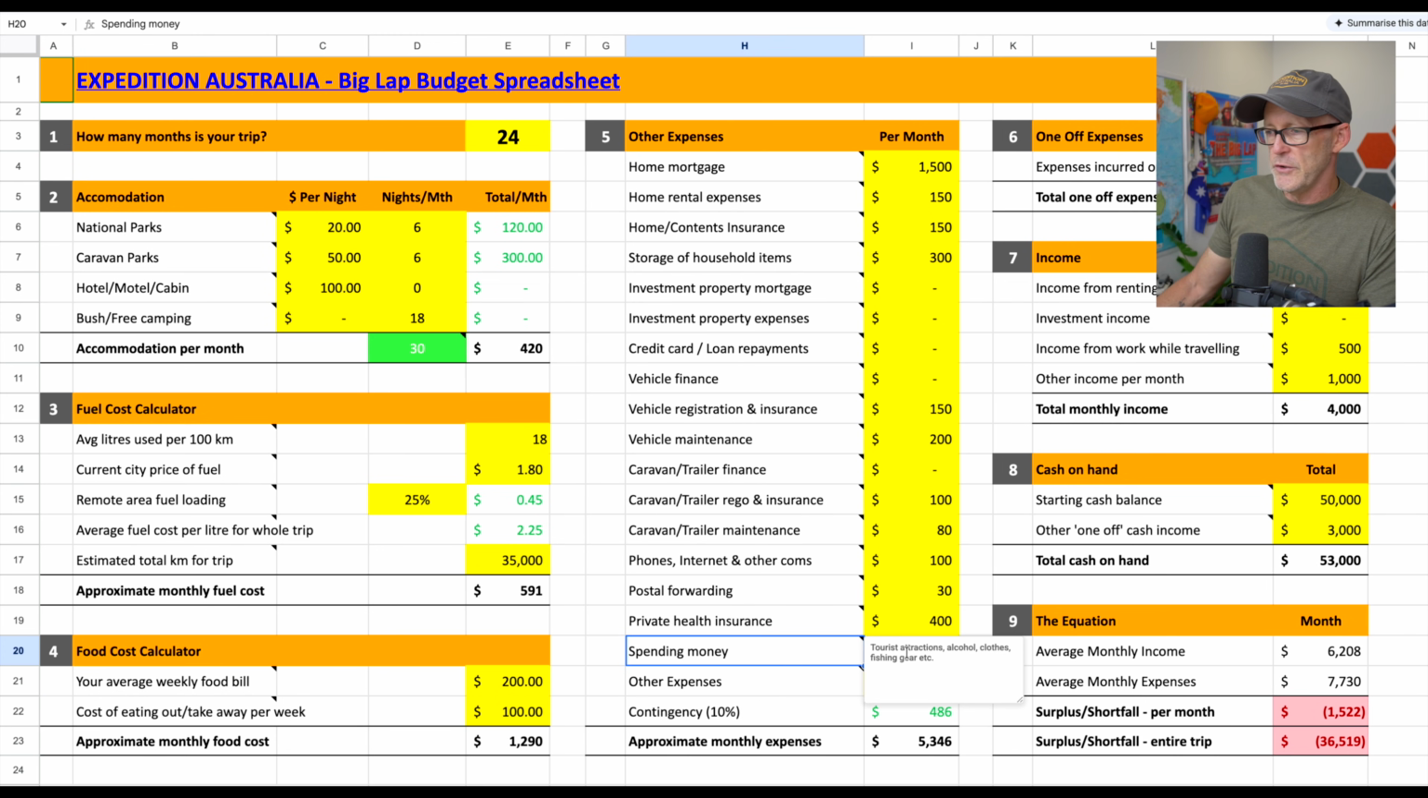Spending money, this is tourist attractions, alcohol, clothes, fishing gear, etc. And then a contingency, I've just put in a 10% contingency on top of all that. Gives us $5,346 a month.